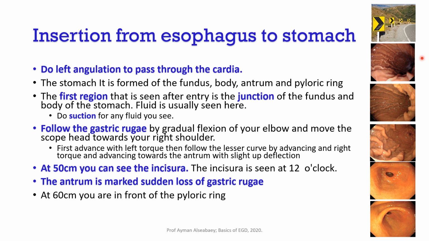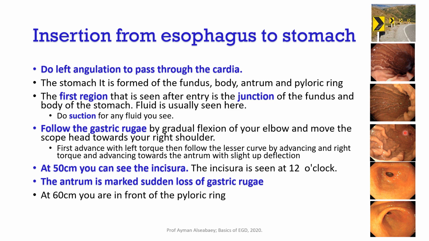By this technique, you will find that your endoscope will rotate to the right gradually and no wheels will be used. So I will advance my endoscope till these rugae begin to disappear like this. This is the beginning of the antrum. To reach the pyloric ring, I have to push the endoscope with a trivial upward movement, and the endoscope will go to the pyloric ring simply.